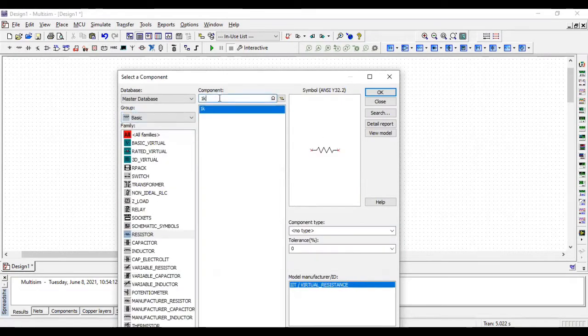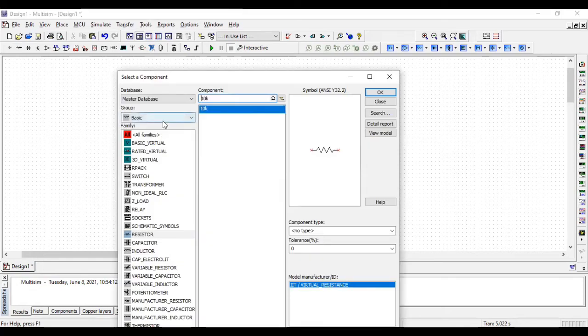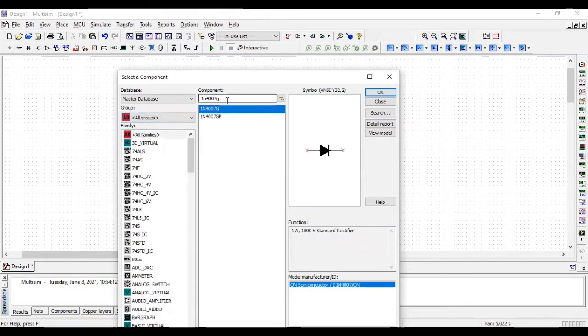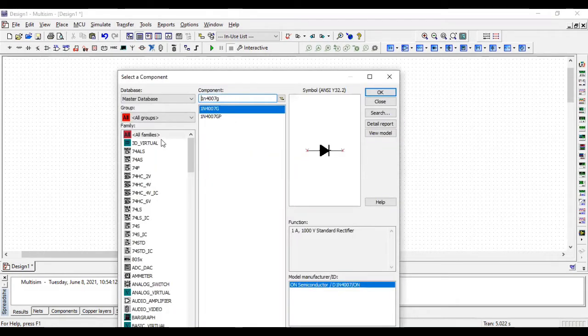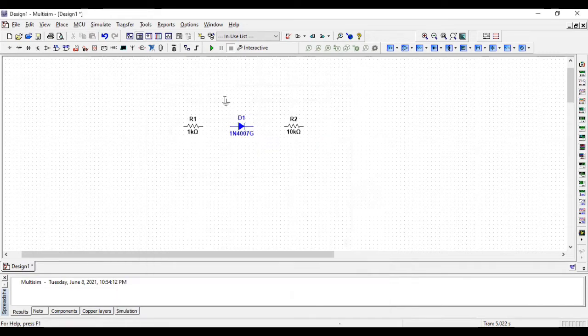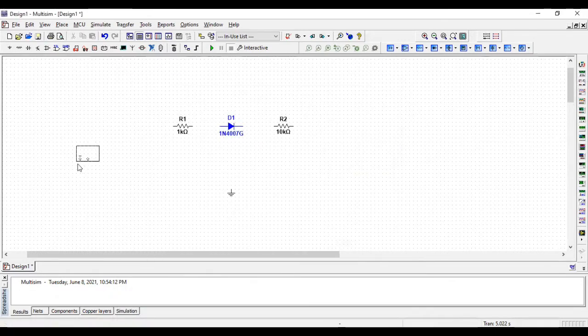So basically you need this 1k initial resistance and 10k load resistance, and this model of diode, it's a PN junction diode. I'm using this function generator, or else you can use the AC source. I mean, both are acceptable.